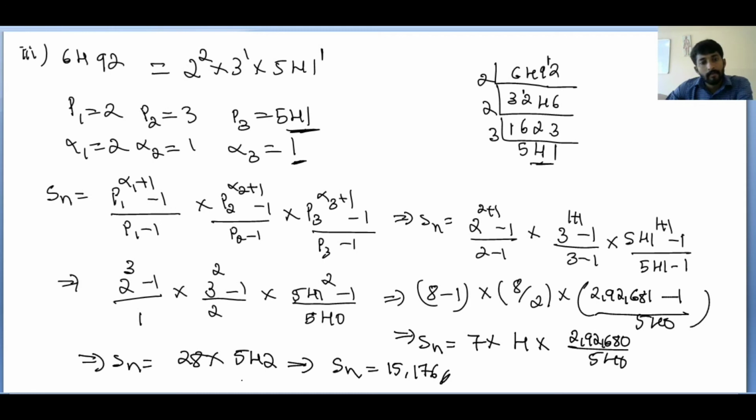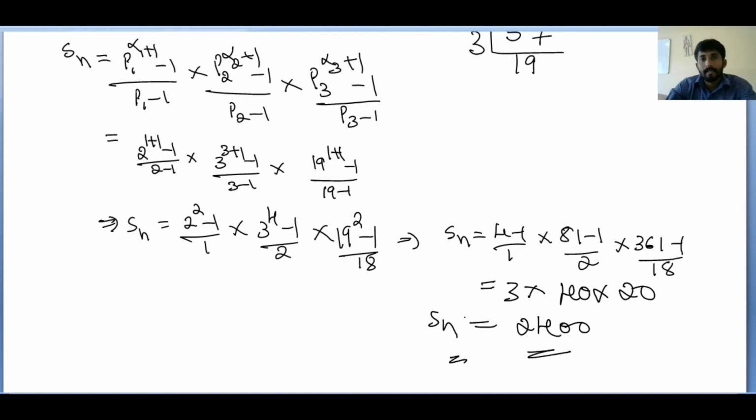Therefore, the sum of all positive divisors of the given number is equal to 15,176. These are some important questions related to Sn and Tn. Thank you.